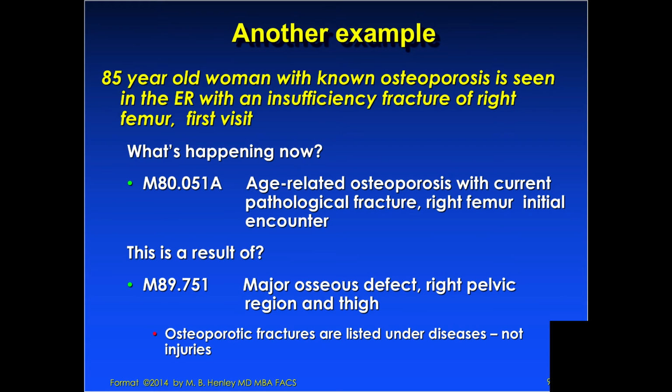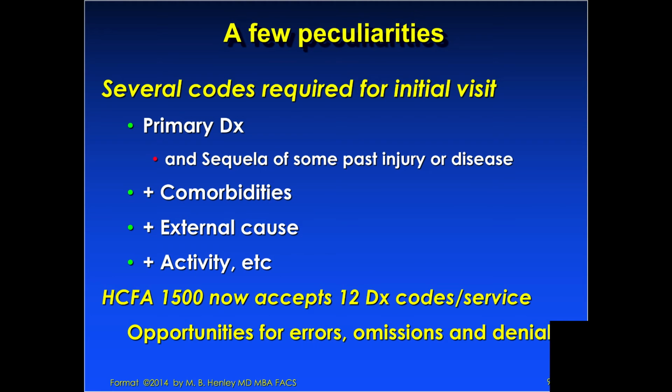M89.751. So you can see that there are a few peculiarities with the ICD-10 code set, more than the ICD-9 code set. You're required to report a primary diagnosis, and if it's a sequela of some past injury or disease. It's also very helpful to capture all pertinent medical comorbidities that may have impact on that injury or medical or orthopedic or musculoskeletal diagnosis. Should also try to determine the external cause and the activity. As I said, the new claim form accepts up to 12 diagnoses codes for every physician's service. Obviously, there are lots of opportunities for errors, omissions, and denials.